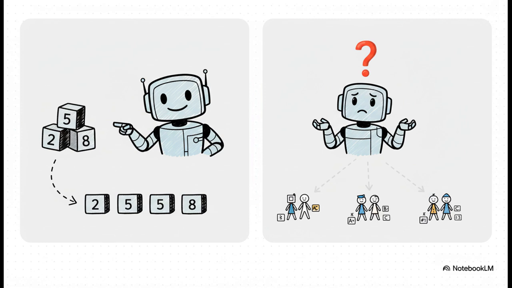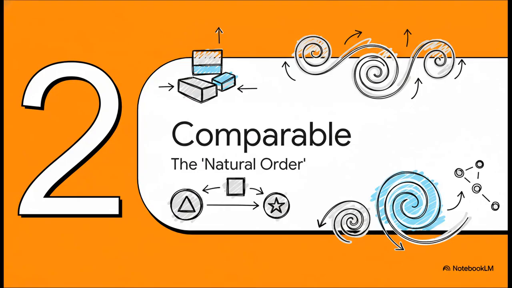Should we sort them alphabetically by name? Or maybe by their grade? Or what about by student ID? Without our help, Java is completely lost. It needs us to hand it a rulebook. And that brings us to the very first tool we can use to write that rulebook.